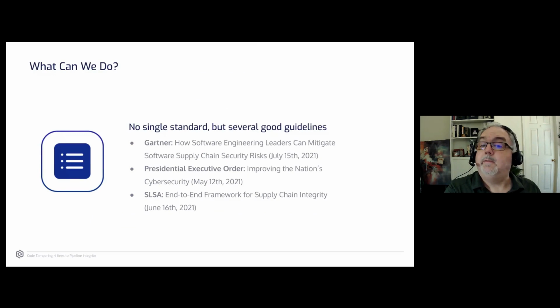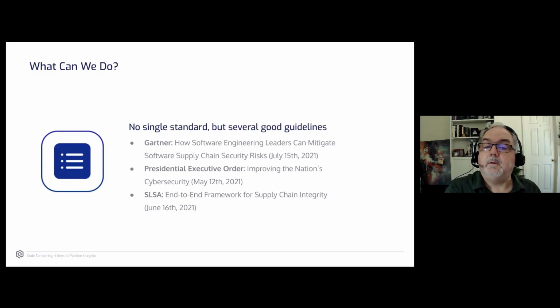It's great to recognize this risk, but what can we do about it? This trend is so new that research has only recently appeared, and guidance is starting to come from several directions. The analysts at Gartner produced a report that helps engineering leaders understand and mitigate software supply chain security risks. In the United States, President Joe Biden issued a presidential executive order for improving the nation's cybersecurity that's driving a number of improvements in the area of software supply chain security.